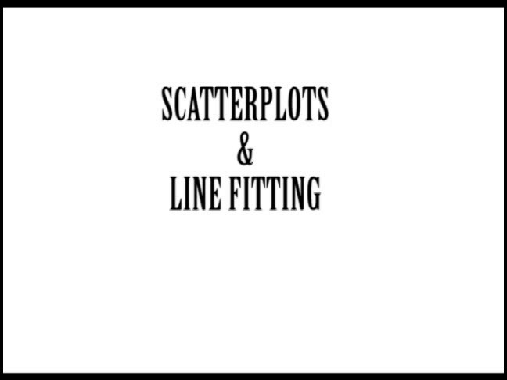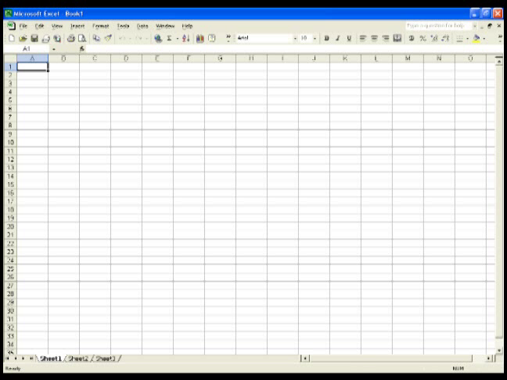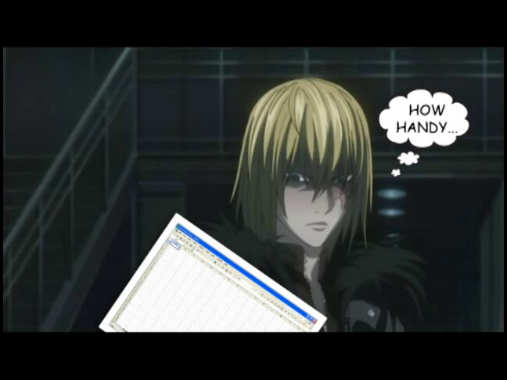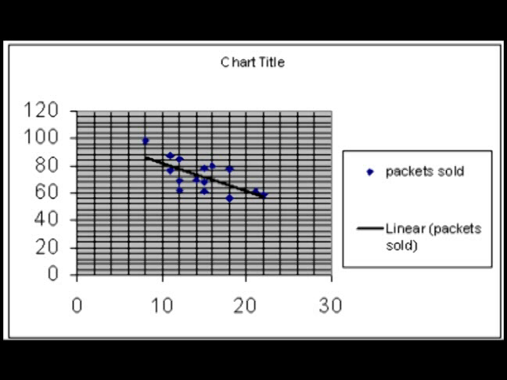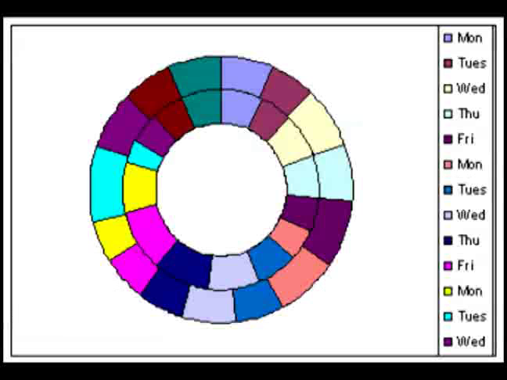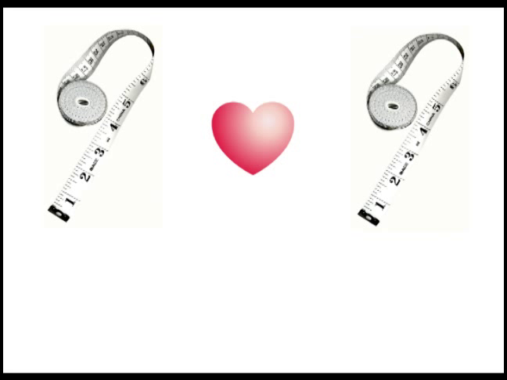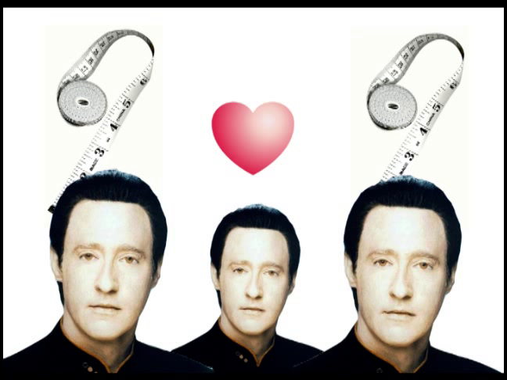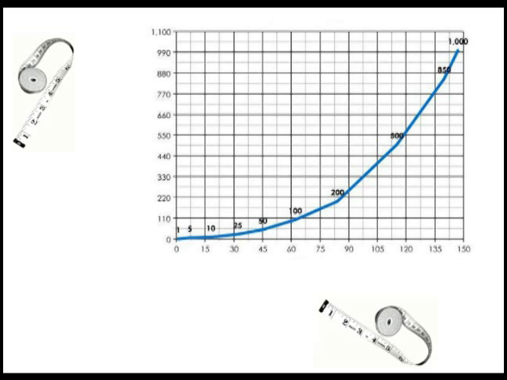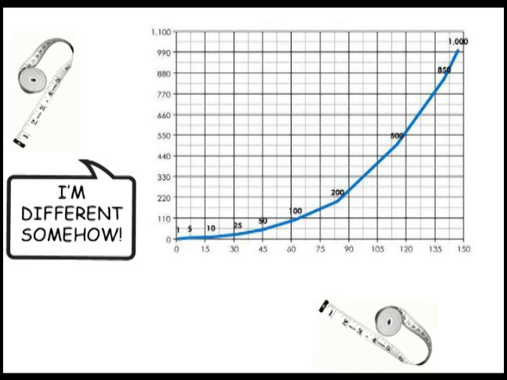Scatterplots and line fitting. Spreadsheets can be really handy for drawing graphs. However, if you don't know what you're doing, the graph can be cluttered, incorrect, or just plain silly. Sometimes we want to look at the relationship between two measures or variables in a set of data. A graph can help to show how a change in one variable can be related to a change in another variable.